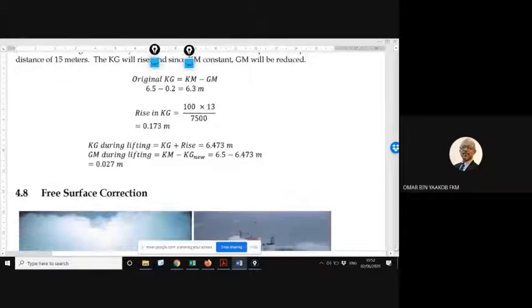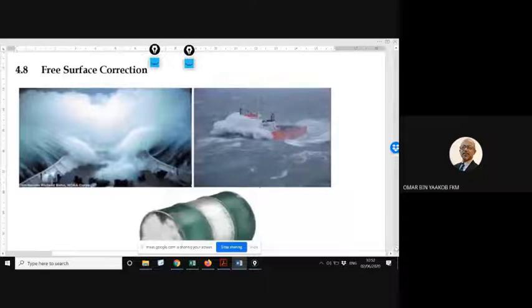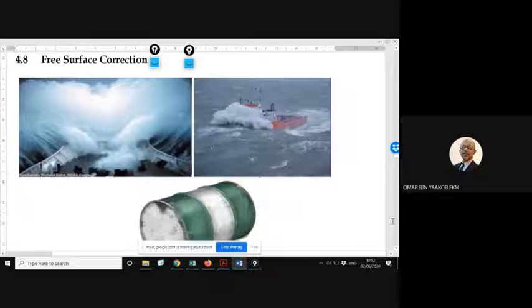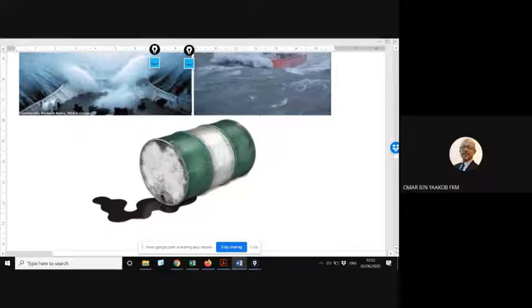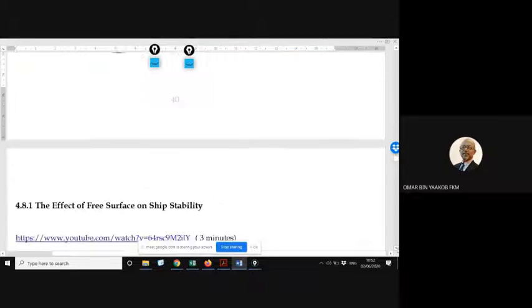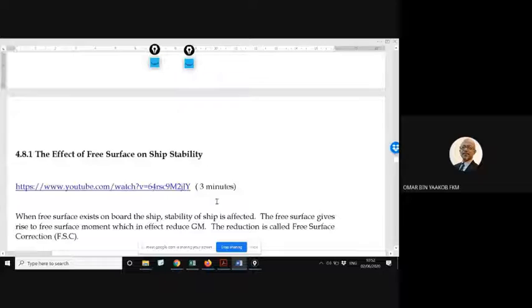And finally, this is the last topic, about free surface correction. On board ship, water or any liquid is not good for stability. Maybe you remember the Malay proverb, peribahasa, menatang minyak yang penuh. You want to carry oil in a dulang, in a big tray. If it is flushing from side to side, it will cause problems. This is what we call free surface correction, or free surface effect. You can watch this short YouTube video, less than 3 minutes in fact, on what free surface is.